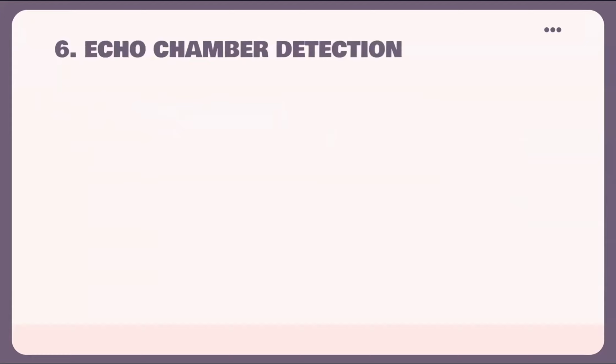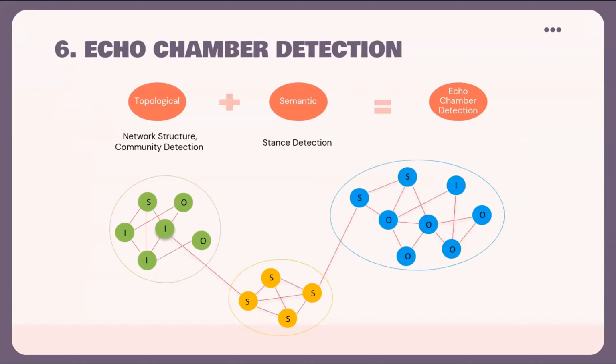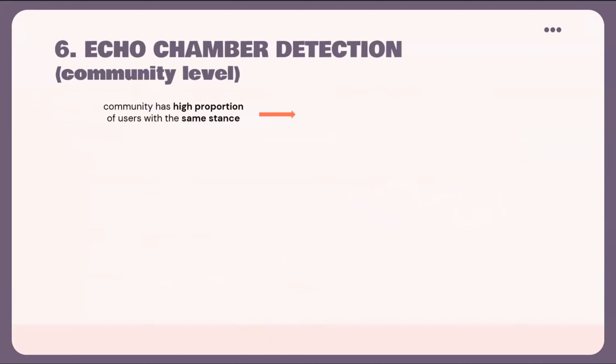Lastly, we have reached the last step, which is echo chamber detection. We'll make use of the results from the topological aspect, which includes network structure and community detection. Then we have the semantic aspect, where we did stance detection. Combining these 2, we can do echo chamber detection. Echo chamber detection comes in 2 levels.